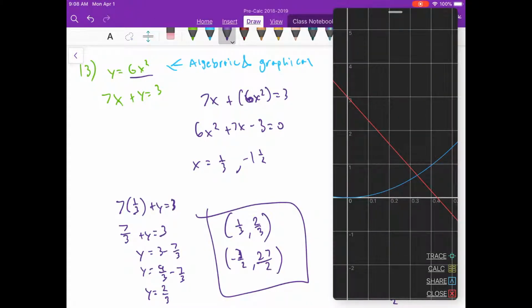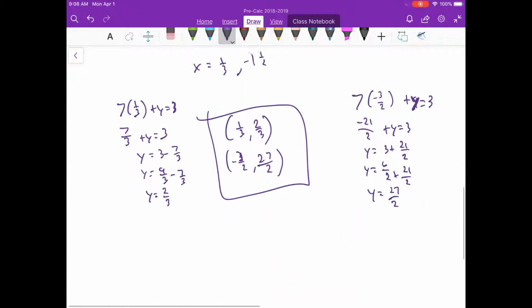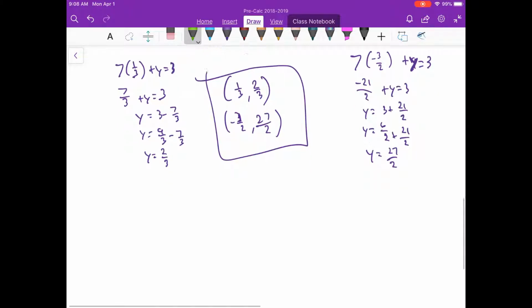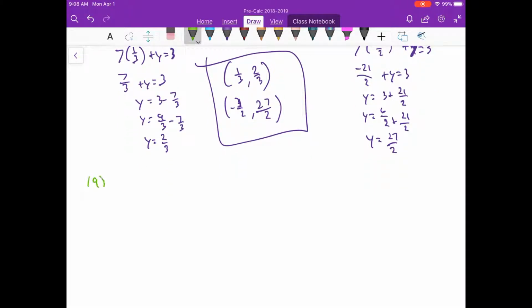Great. Let's go ahead and move on to another problem. Number 19 asks us to solve the system by elimination. It gives us x minus y equals 10, and x plus y equals 6. Now, elimination is another algebraic method, so let's call it algebraic 2.